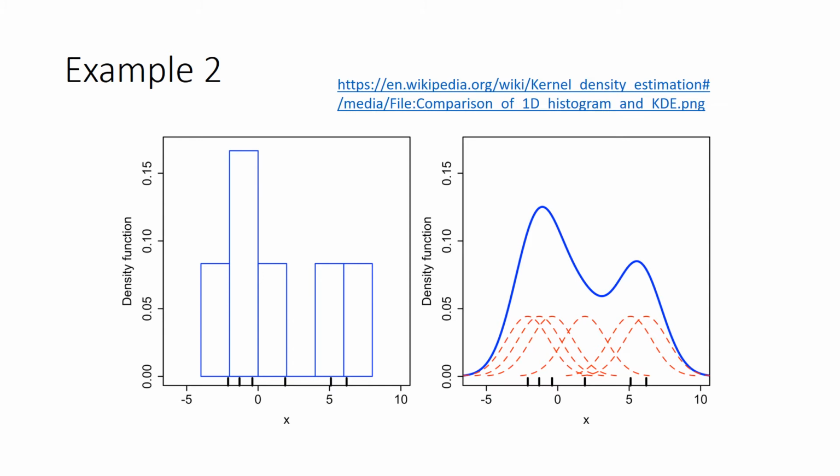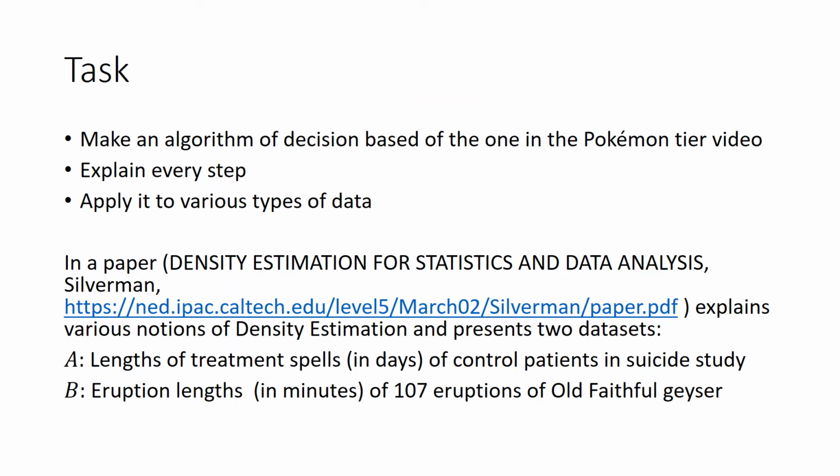Okay, so we have done that, and how does that help us to make tiers? So the task is to make a decision algorithm based on the video I linked, and we will try to explain every step and to apply it to various types of data.